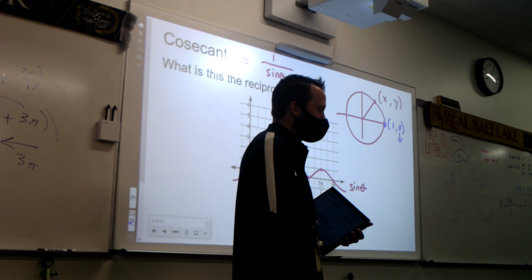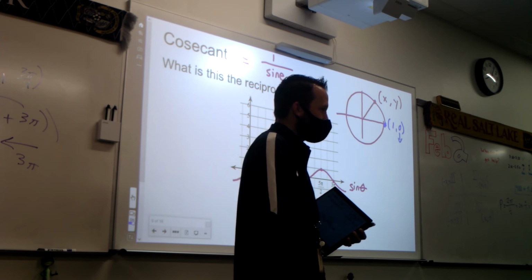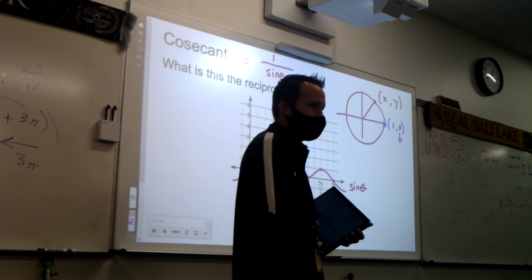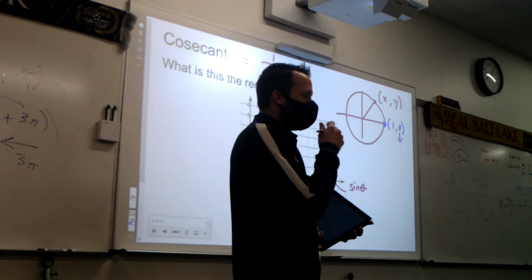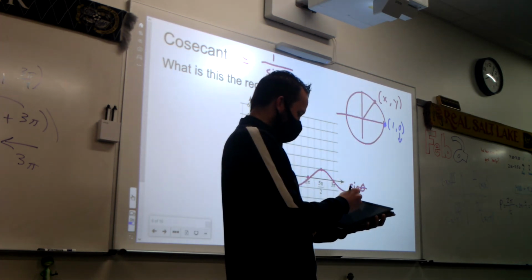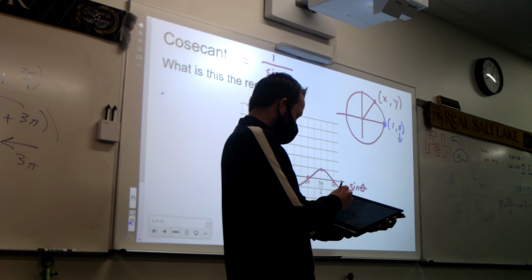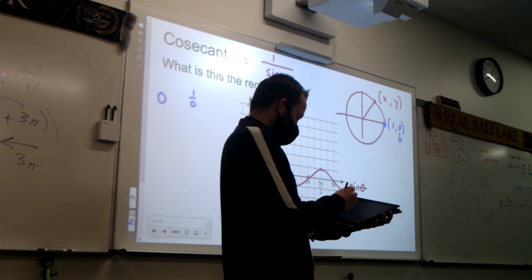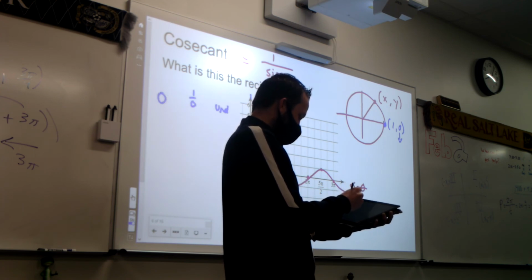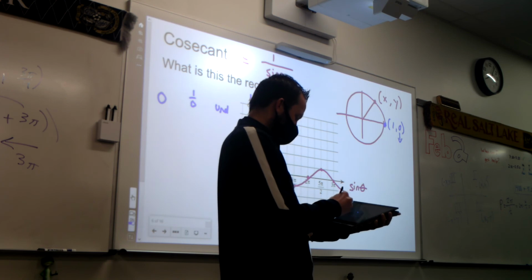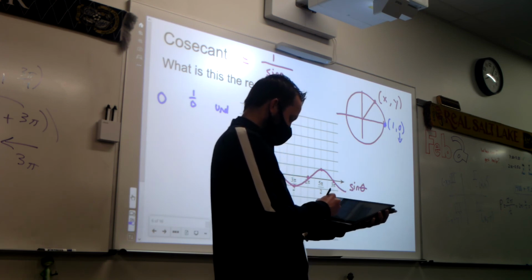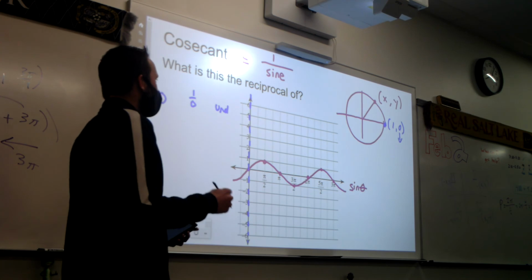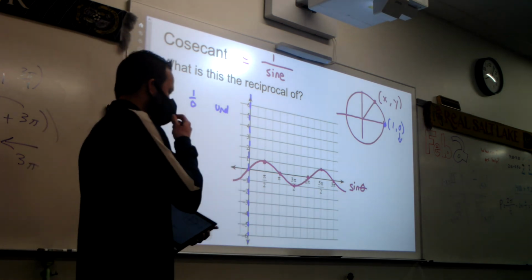Think of your rational functions. Remember the ninja star? What do we... A vertical asymptote. Good job. So at 0, the reciprocal of 0 is 1 over 0, which is undefined. So I'm going to put a vertical asymptote at 0.